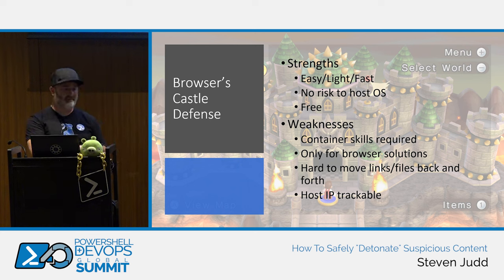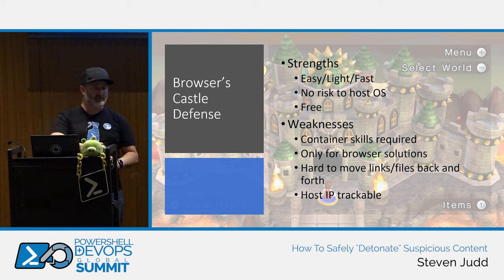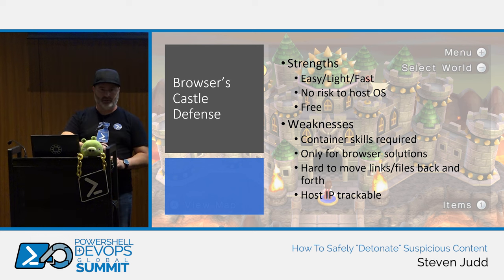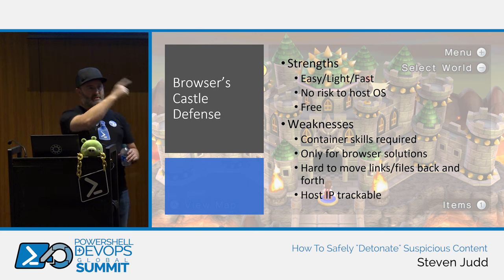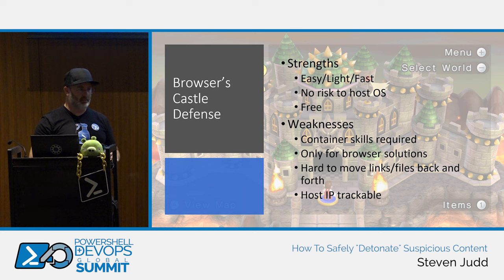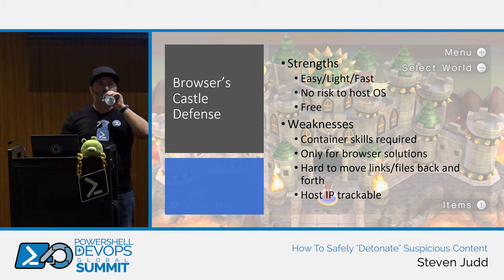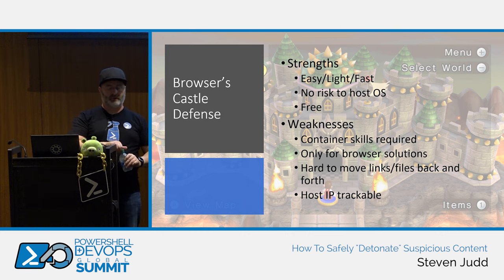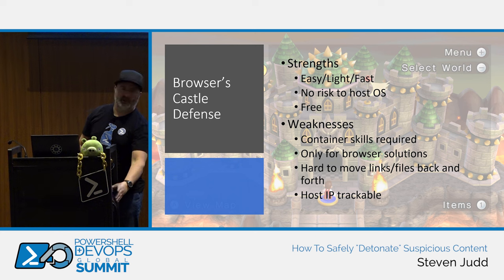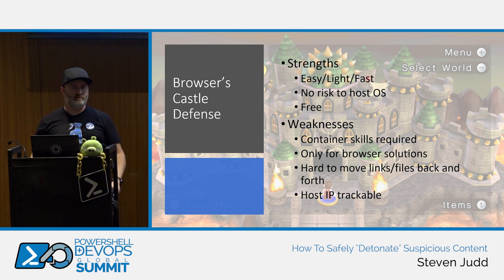Last one is the key for me, at least: the host IP is trackable. Because you're running this on your computer in your container, then the remote system, if it has any beaconing in the code, is gonna know it came from you. Now, is that a problem? Requisite drink of water to show the seriousness. Eh, but maybe you don't wanna expose your IP space to the bad guys. It's just the way it is.